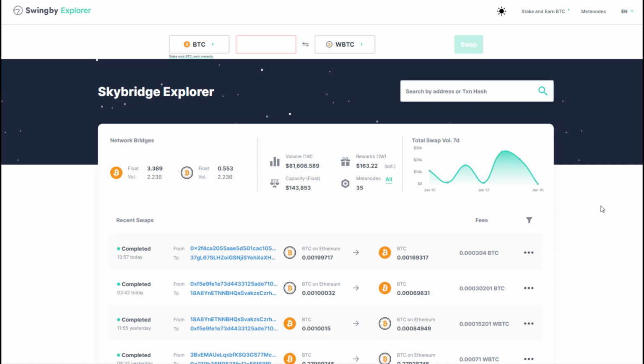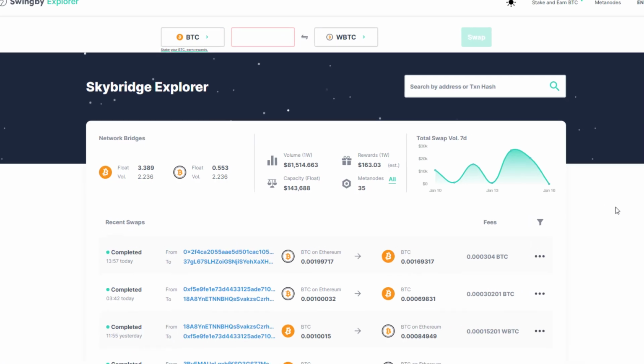But in terms of using the Skybridge just to swap your BTC to WBTC, obviously right now it's pretty slow. There are a lot faster options. But the key to Swingby, and why I think it could be a really useful tool within the crypto ecosystem, is that it's completely decentralized, as you saw. Most of the other ways to get WBTC is through a centralized exchange. So this way, using the Skybridge, you are in control of your coins at all times.